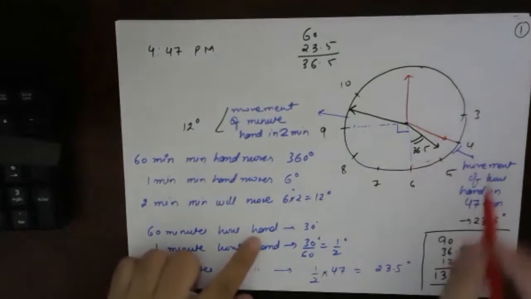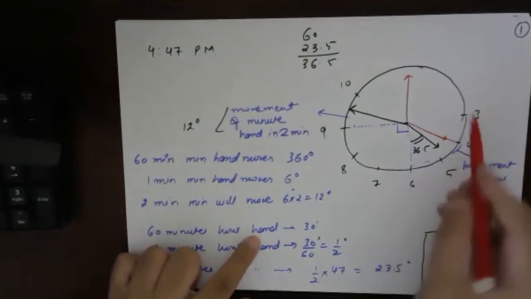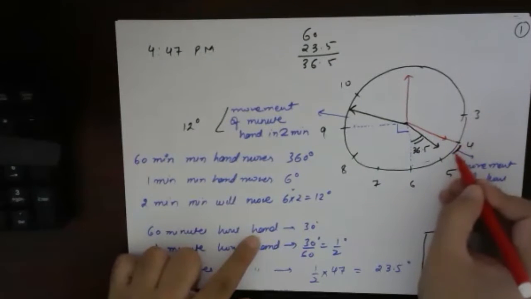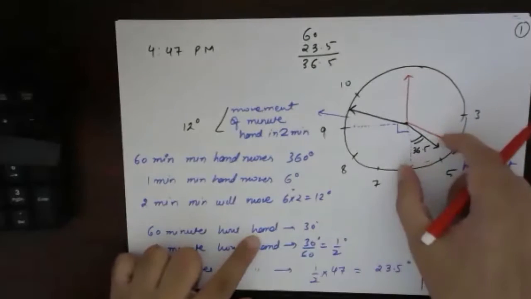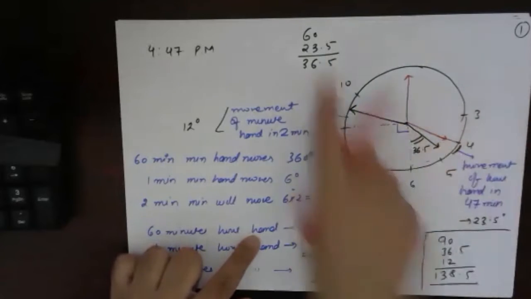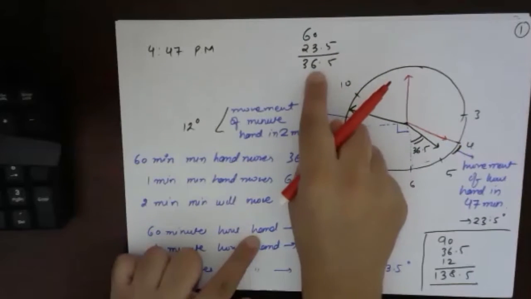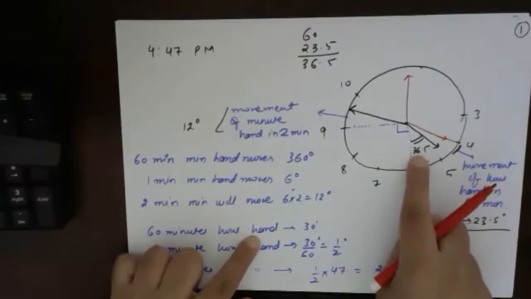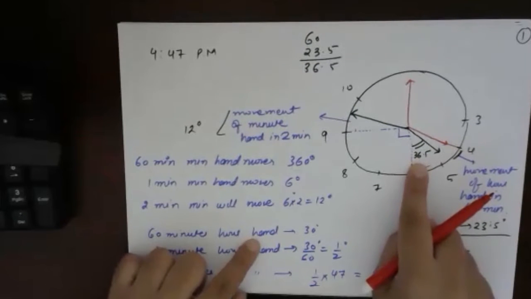This angle I got 23.7, and this total angle is 60. So 60 minus this 23.5 gives this angle as 36.5. So this angle becomes 36.5. Understood?